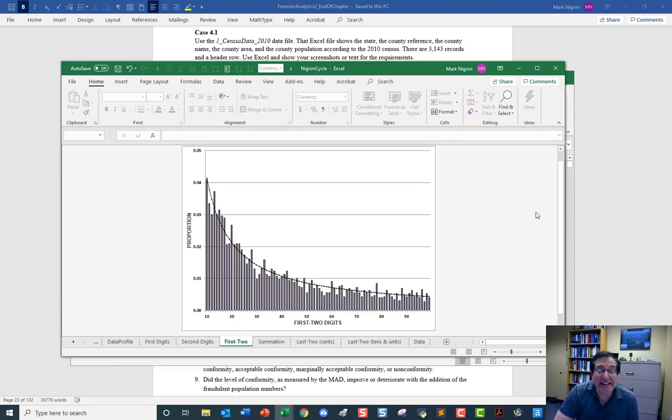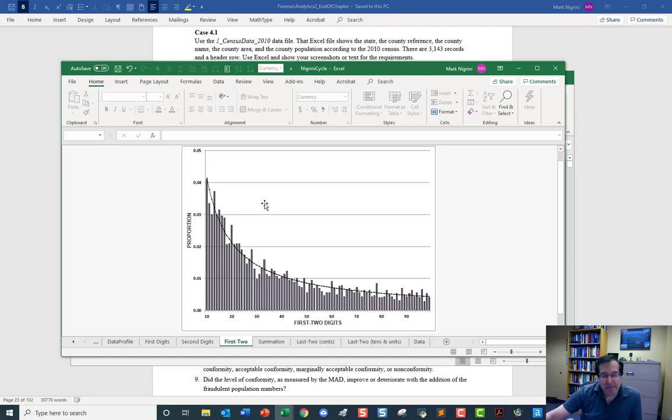It took Benford 6 years to do 20,229 records. He did it by hand. It took us less than a minute to do 3,143 records electronically using Excel. What level of conformity does the data have to Benford's law? And what we are going to look at now is the first 2-digit mean absolute deviation.